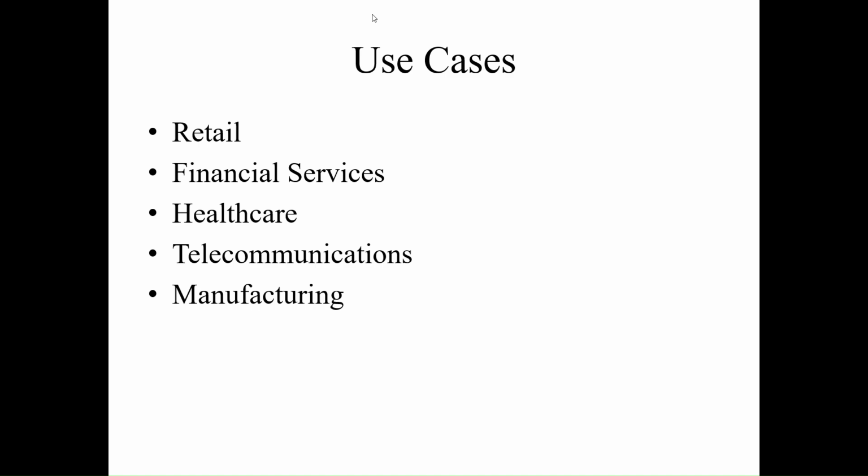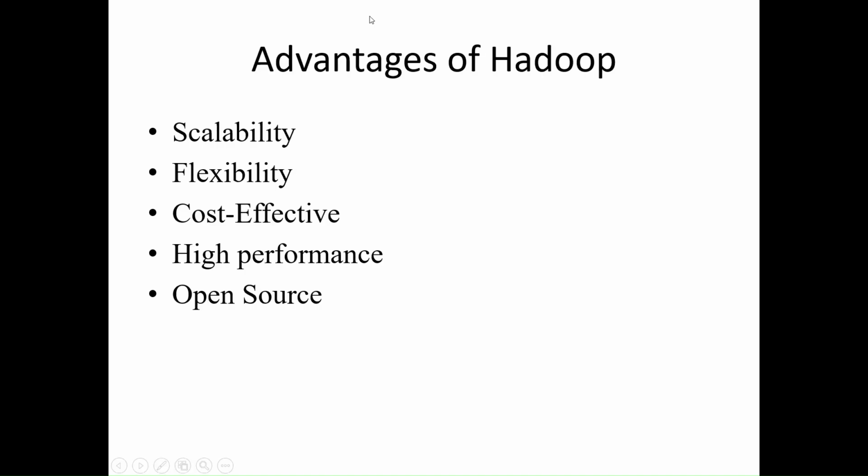Next we have telecommunication. Telecommunication companies use Hadoop to analyze call records, network data and customer feedback to improve network performance and customer service. Next we have manufacturing. Manufacturing companies use Hadoop to analyze sensor data from equipment and machinery to optimize production processes and improve the production quality. Next we have energy. Energy companies use Hadoop to analyze data from sensors and meters to optimize energy production and distribution. Now let us move on to the next topic.